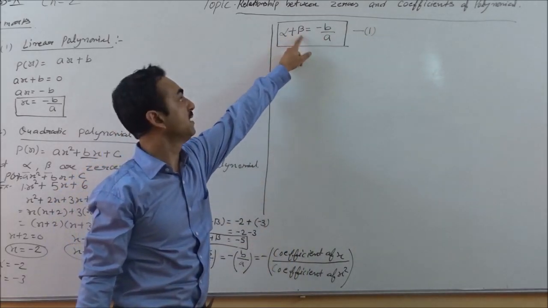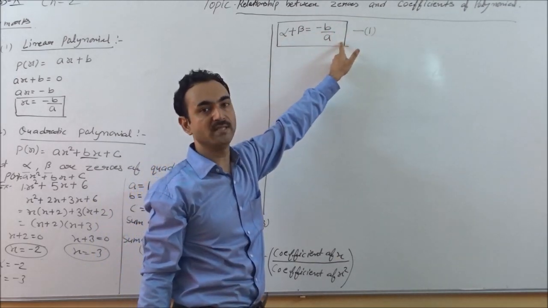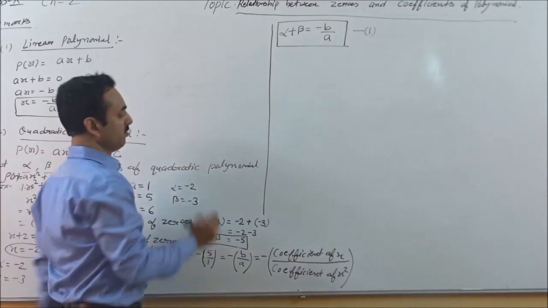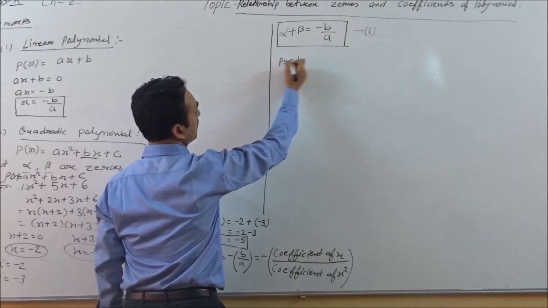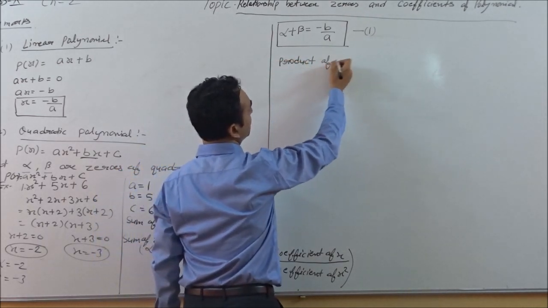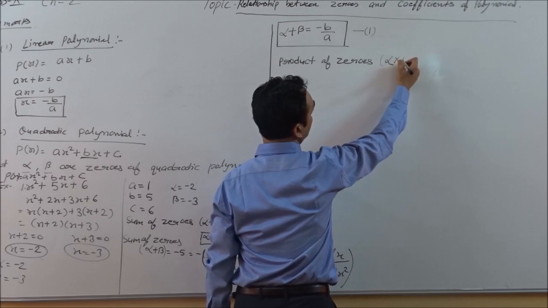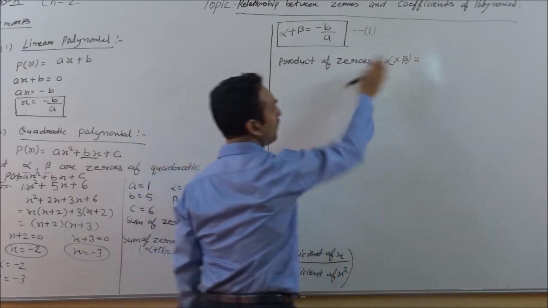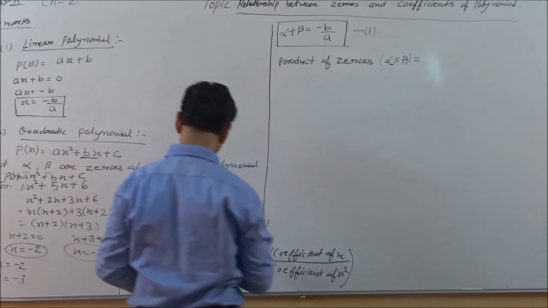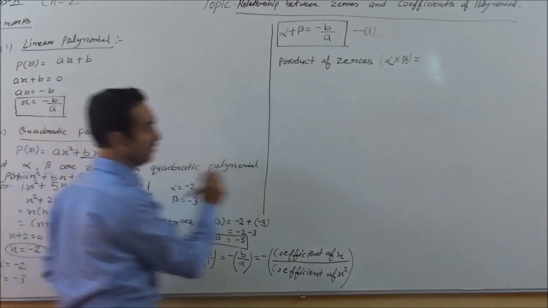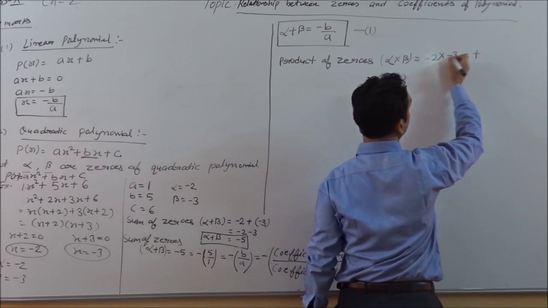Alpha and beta are zeros, and these are coefficients, so this is the relationship between the zeros and coefficients. First relationship done. Now we'll find the second relationship: the product of zeros. Product of zeros means alpha into beta. Product means multiply and zeros means alpha and beta. So the values are minus 2 and minus 3. We write minus 2 into minus 3, which is minus minus plus, 2 threes are 6.